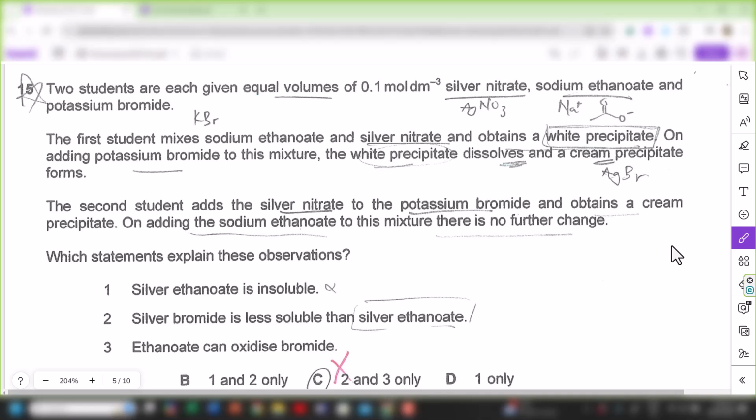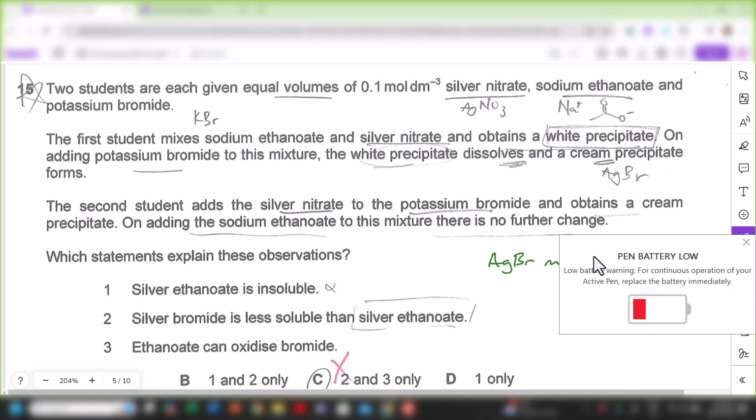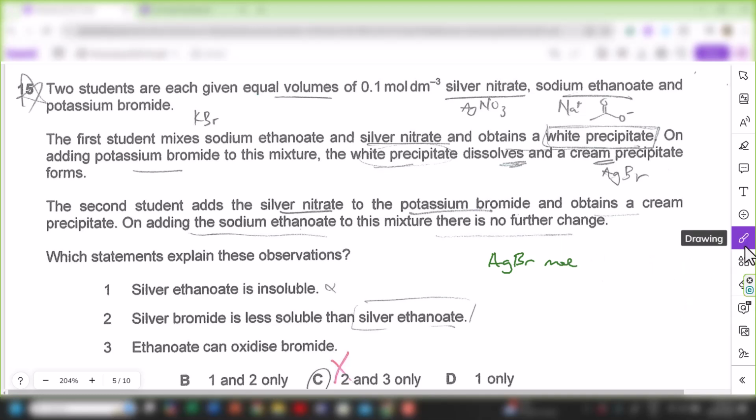So that means that, can I say that silver bromide is more insoluble as compared to silver ethanoate? Can I say that? Yes, you can draw this conclusion from here. So I can say silver bromide is more insoluble than silver ethanoate.